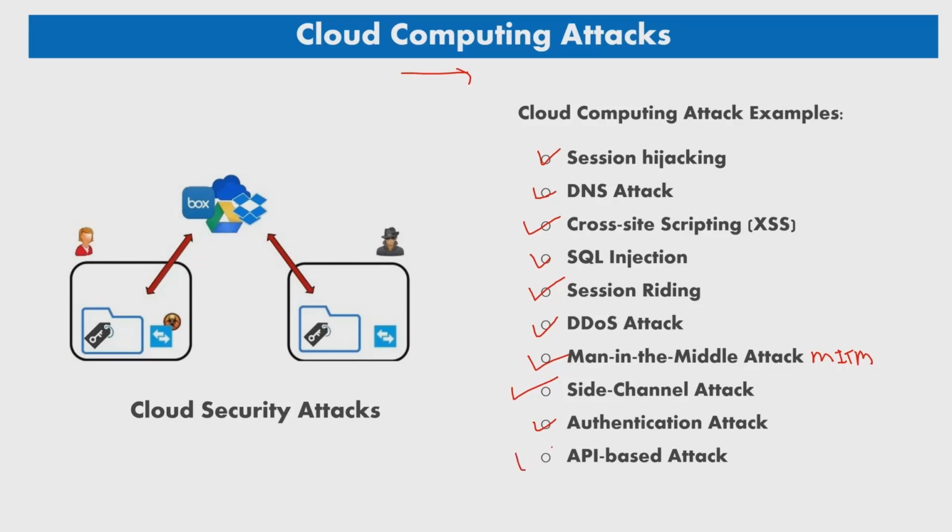And the last one is API-based attacks. APIs are frequently configured insecurely. API misconfigurations can be used by an attacker to modify, delete, or append data in cloud-based applications and systems.